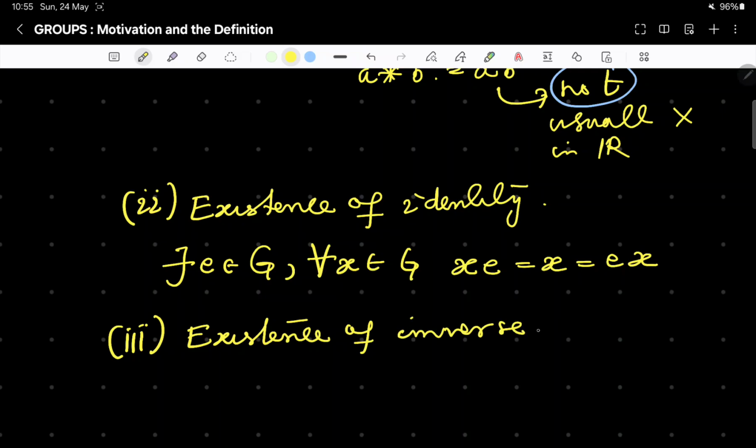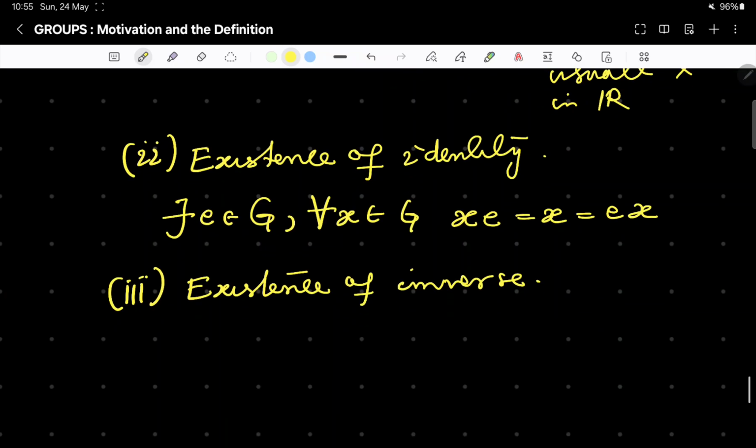Why do we need all these things? Because it makes the set more well behaved with an operation. That's why. Okay, that's the root of these definitions.